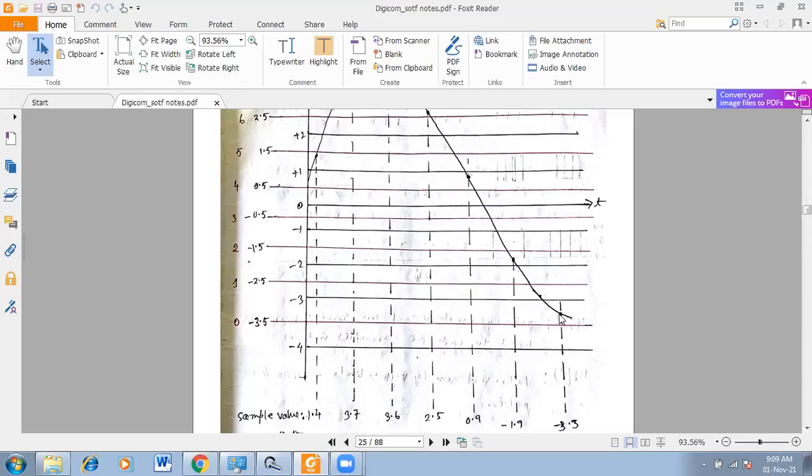Now this value. Okay, so this is minus 3. Okay, and this is minus 4. So it would be minus 3.3. So in this way, whatever be the sample point, you have to find out all sample values. That is x of n. Okay. So after getting the actual one, now you have to quantize. Okay. You have to quantize.